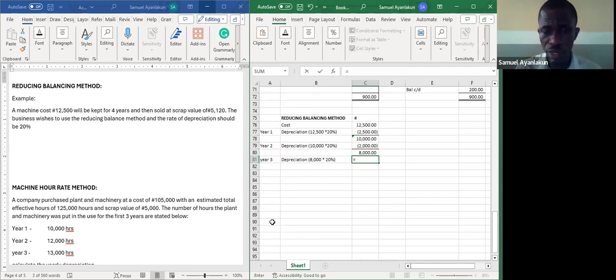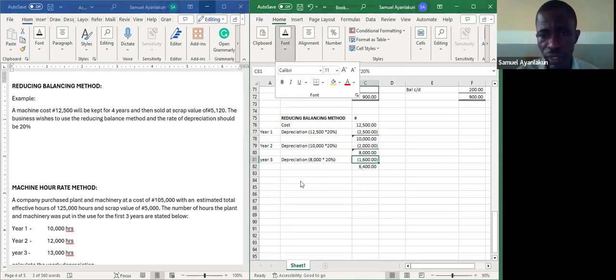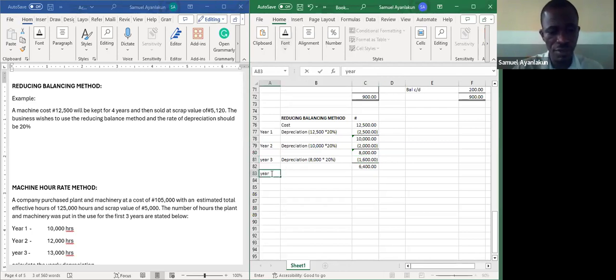So equal sign minus, because we want to deduct from the net book value of the asset. Then click on the 8,000 naira, times sign on your keyboard, then enter. It is 1,600 naira. So at the end of year three, you have the asset at a value of 6,400 naira. So year four is the final year.